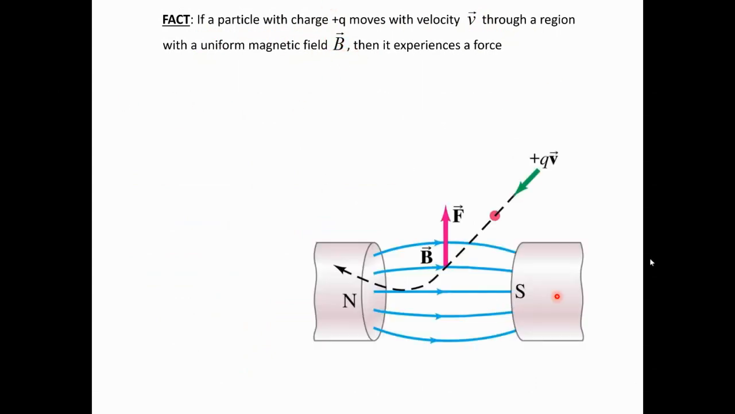All right, here's another fact. This is just true. If a particle with a charge plus q, so imagine a positively charged particle, moves with a velocity v, it's a vector, through a region where there is a uniform magnetic field B, then it will experience a force. So again, in this case, I have a picture. Here's a picture in the book.